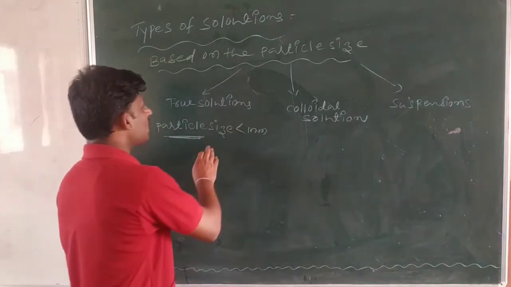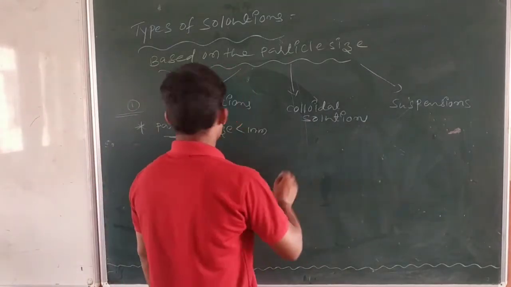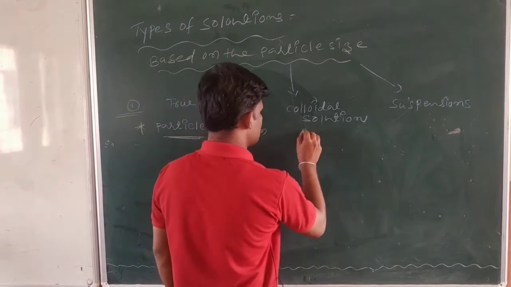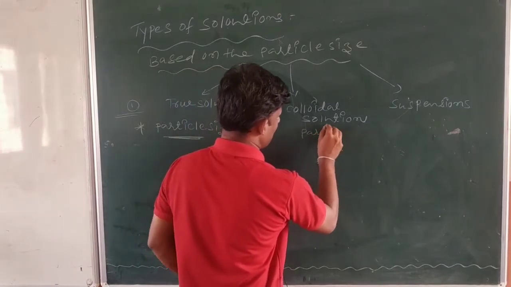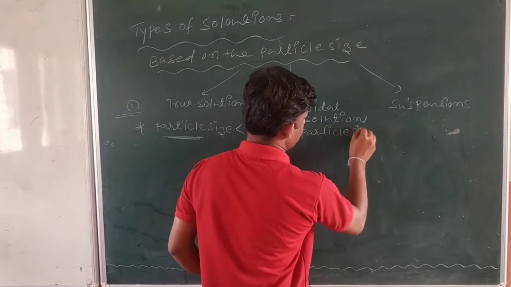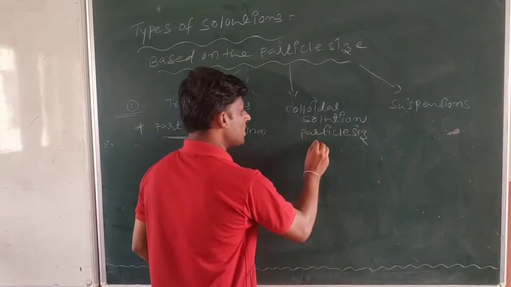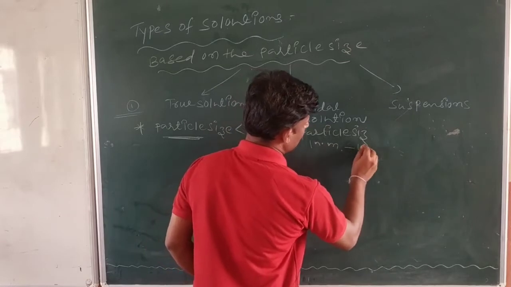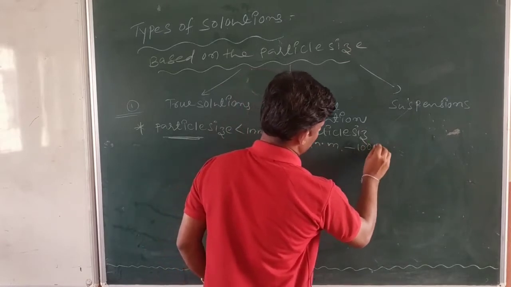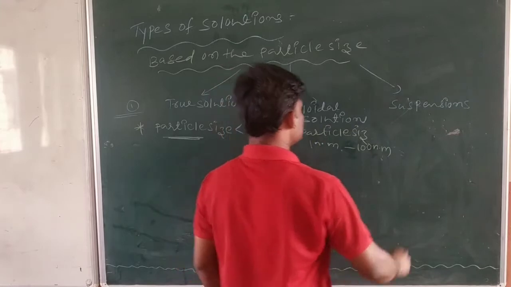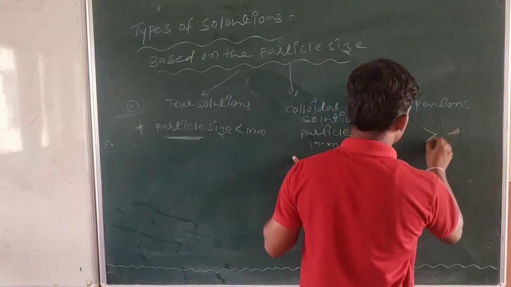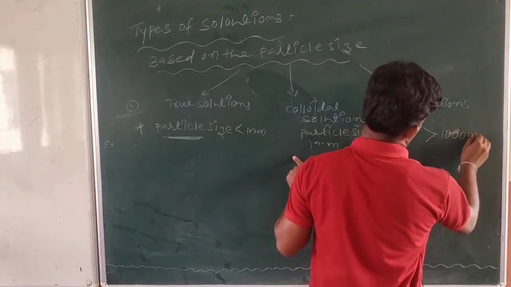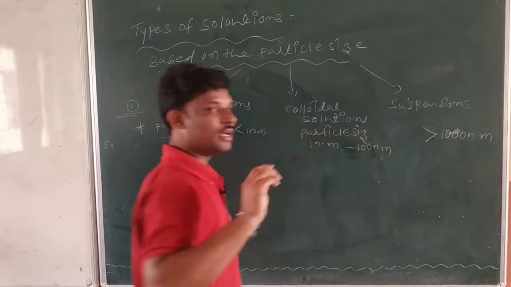Now, in a true solution the particle size is less than 1 nanometer. In a colloidal solution, the particle size is 1 nanometer to 100 nanometers, that range should be there. But in a suspension, the particle size is greater than 1000 nanometers. Are you getting my point?